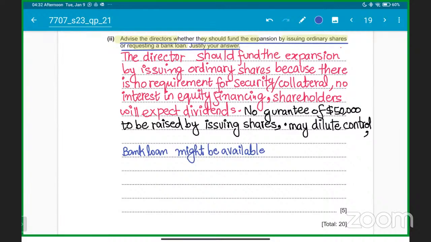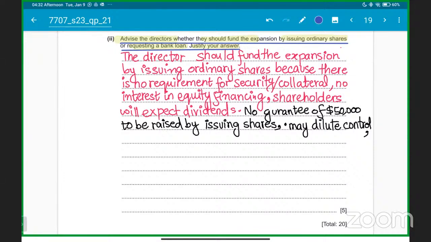Bank loan might not be available, so you can write that a bank loan may provide funds more quickly than ordinary shares. Interest will be needed, and repayment of the loan will be required as well. There is no such thing in issuing ordinary shares. You will raise the capital and get more cash, which will help you. Your liquidity position will become strong as well, whereas a bank loan will worsen your liquidity position. You can write these points.